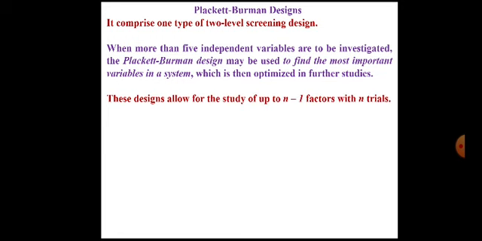Now, these designs are meant for the study of up to n minus 1 factors with n number of trials. So, the number of trials is more in comparison to the number of factors. This is the property or characteristic of this design: study of n minus 1 factors with n trials. That means if there are 7 factors, then you need to perform 8 trials in order to evaluate the 7 factors.